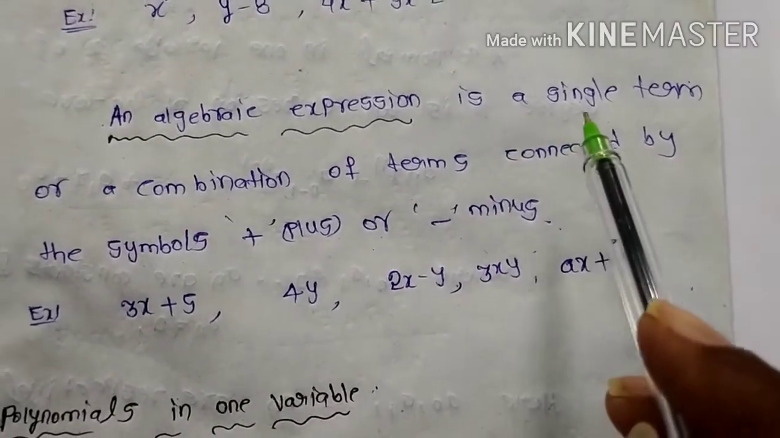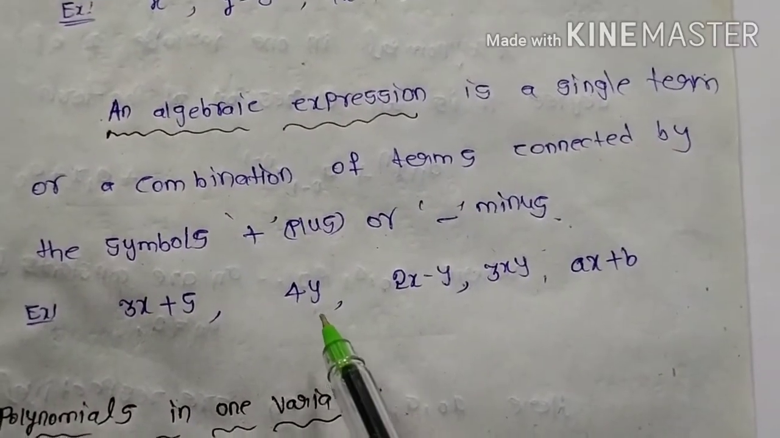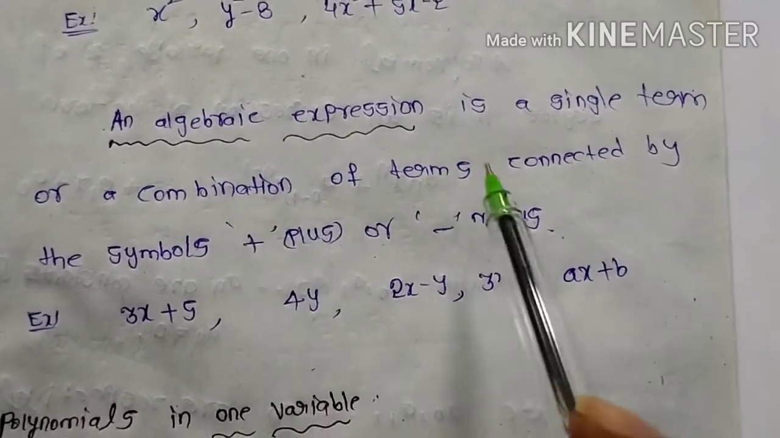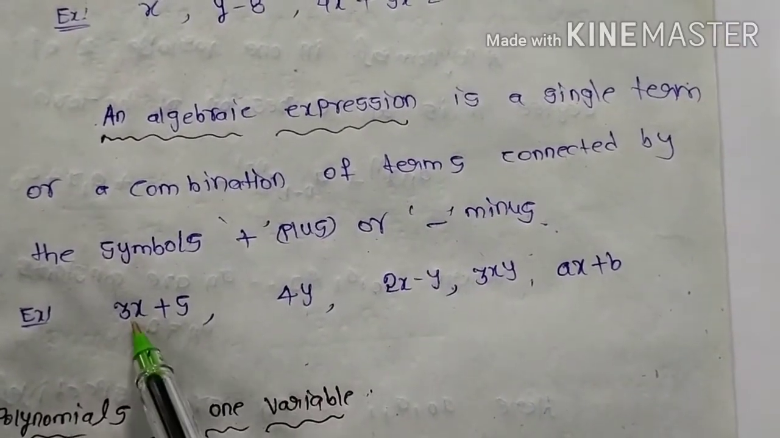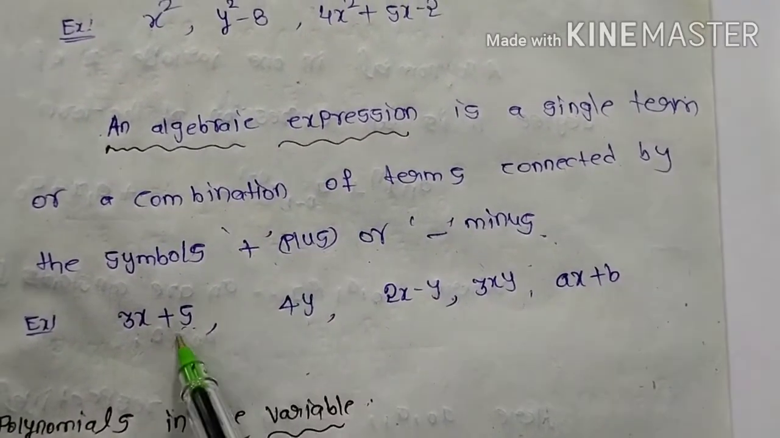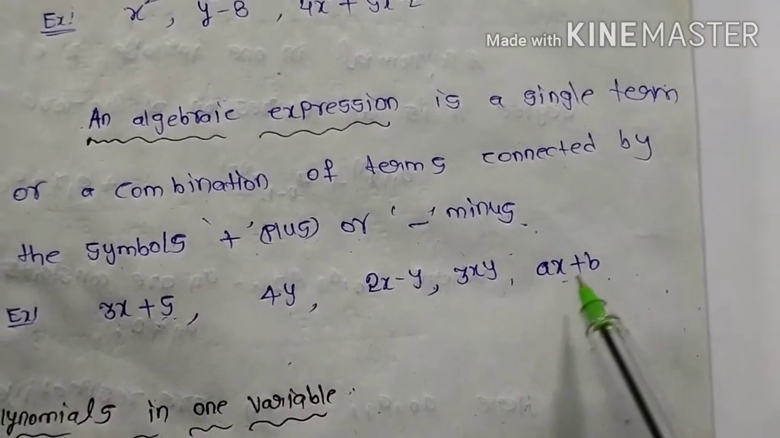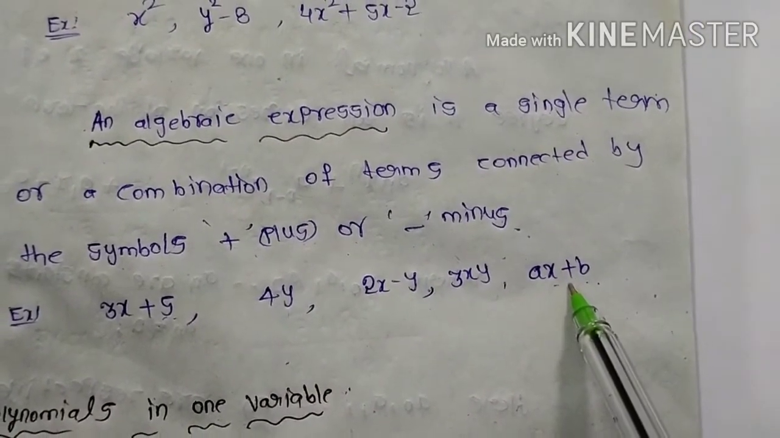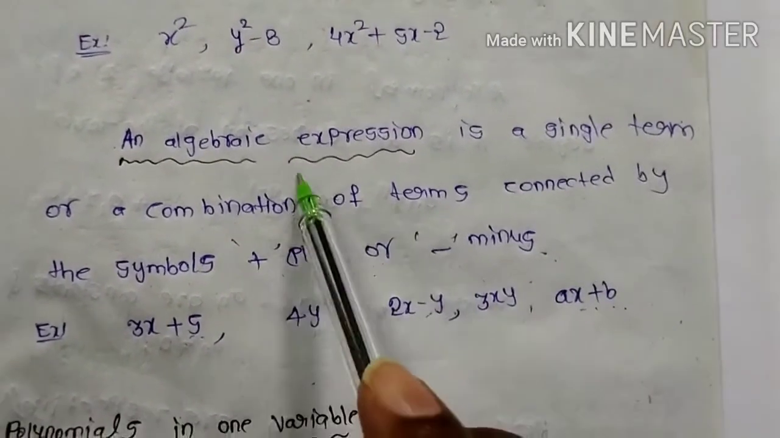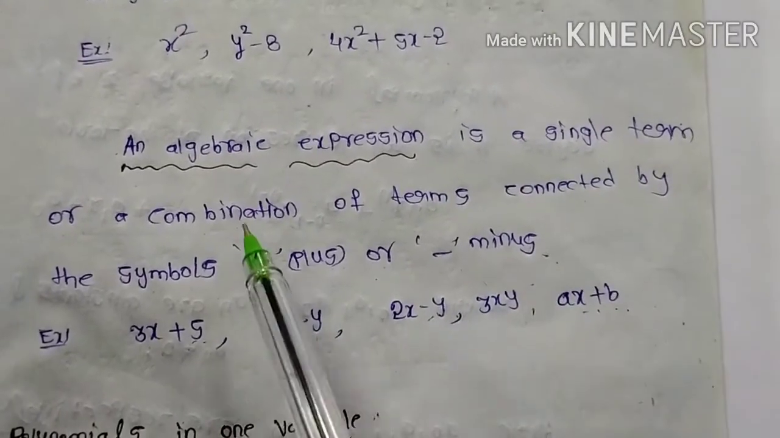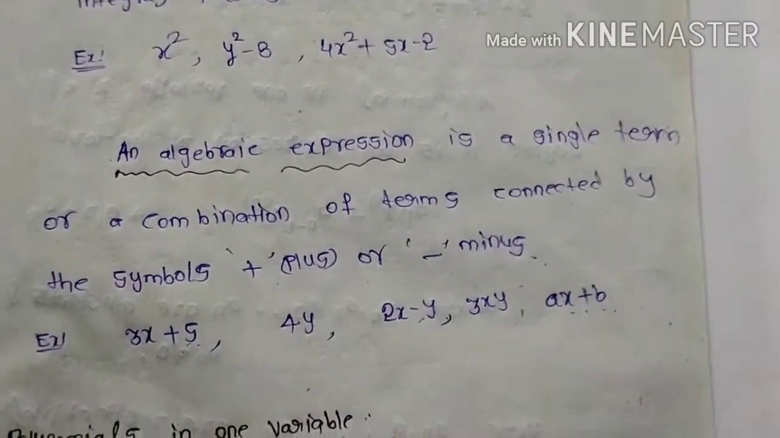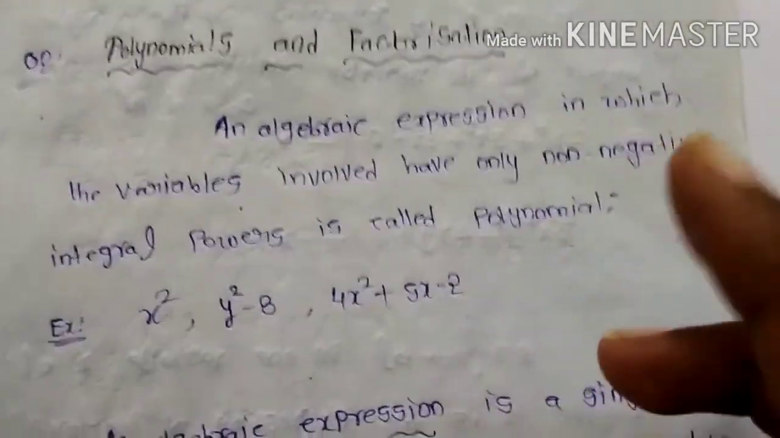Here, first one is a single term, that means 4y or 4x or whatever it may be. Now a combination of two terms: 3x is one term, 5 is one term. 3x plus 5, we are using which symbol, plus, yes or no. Here ax plus b is also two terms connected by the plus symbol. In a similar way, two terms may be connected by minus. That means an algebraic expression is a single term or a combination of terms connected by the symbols plus or minus. Now we will move to our polynomial definition.